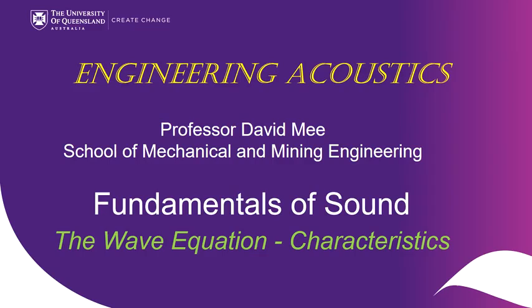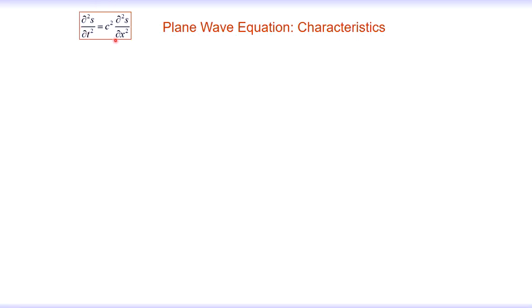In this video, we're going to look at solutions of the plane wave equation, what form these solutions take, and this will lead us on to the idea of characteristics as being a form of solution of the wave equation. So here is the wave equation: d2s/dt² = c² d2s/dx². The general form of solution of the wave equation is of this form here.